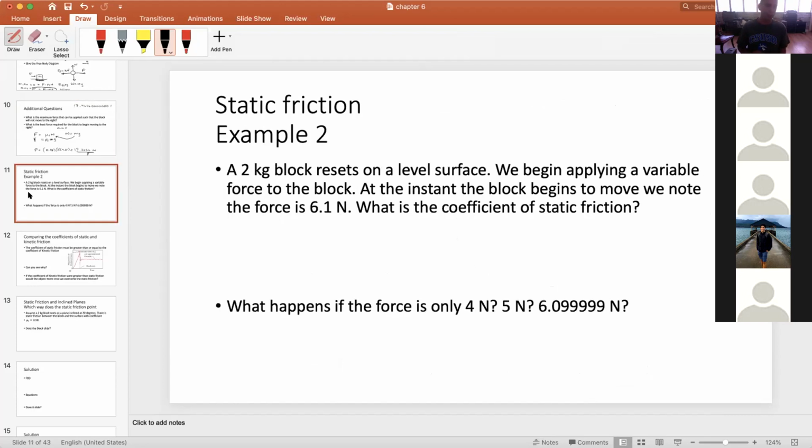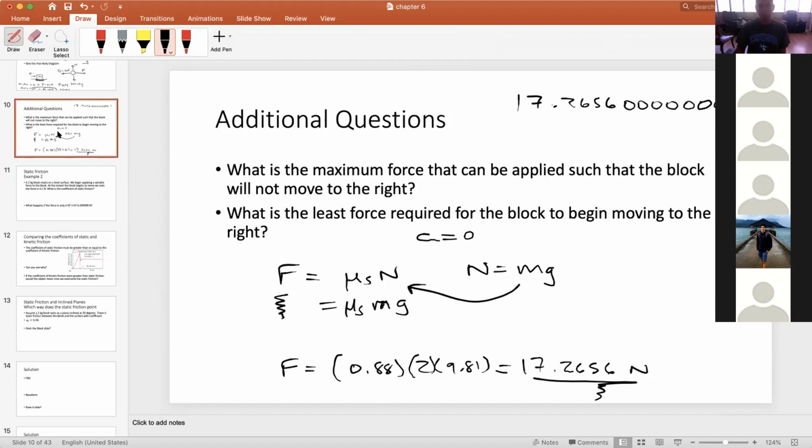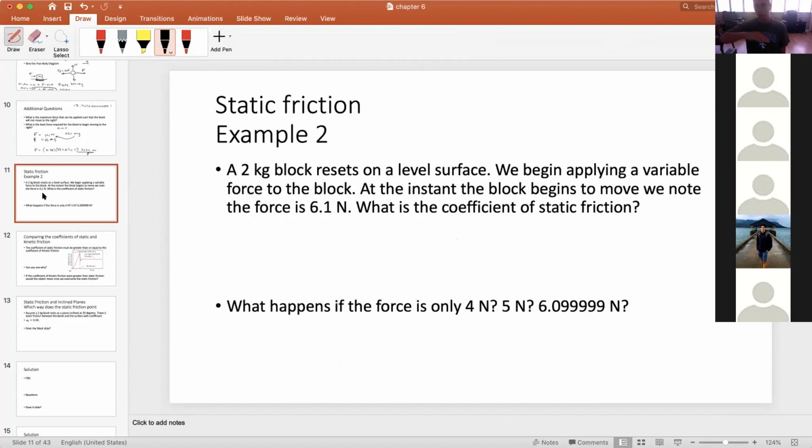That is the amount of force needed to overcome static friction. In fact, 17.265600001 would overcome it. Anything greater than this would overcome it. It's the break point, and that's what you need to understand. With static friction, all we have is a maximum force that you need to overcome to start moving. Anything less than that, it doesn't move.